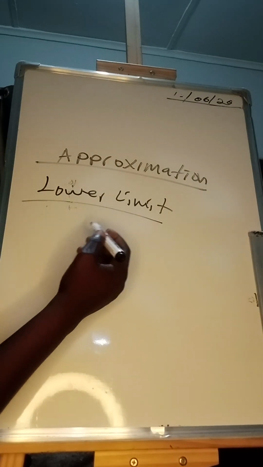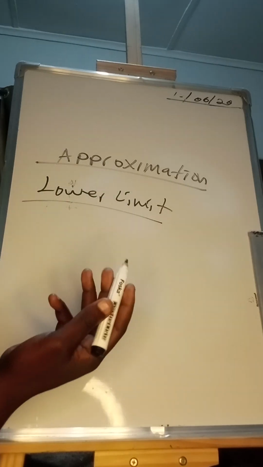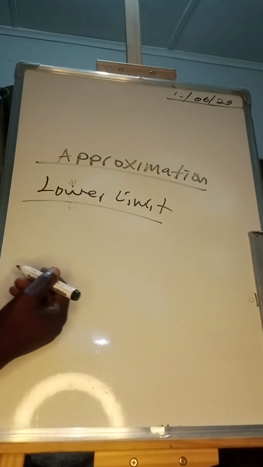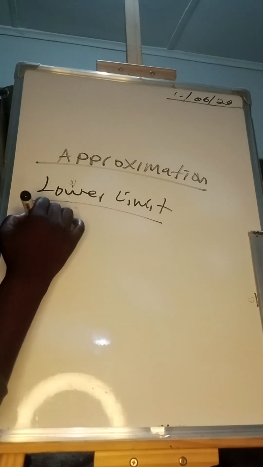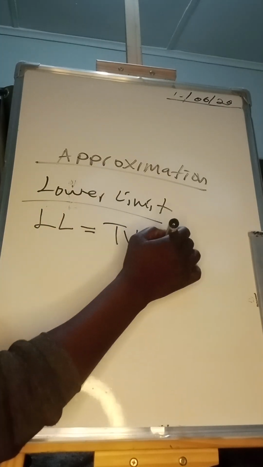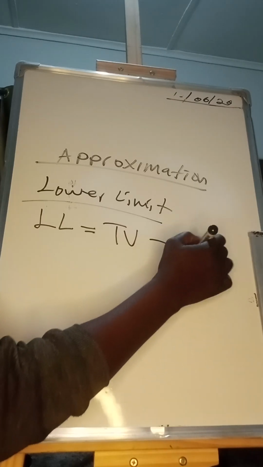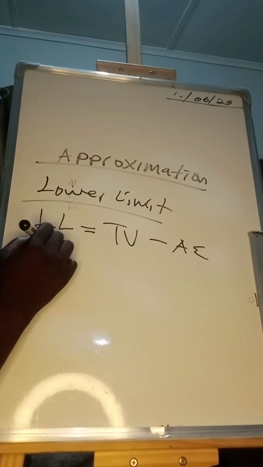Lower limit, another name is lower bound, lower length, lower mass, just lower measurement, minimum measurement. So lower limit is equal to true value minus absolute error. The other way around, upper limit.